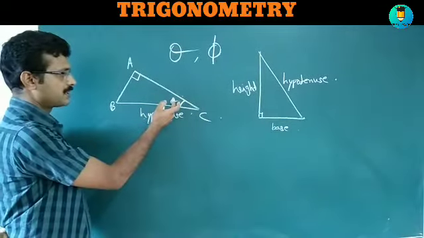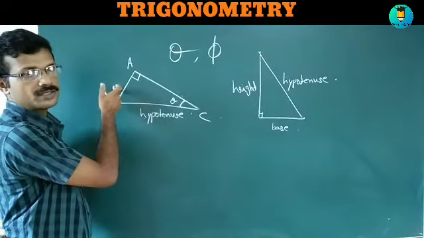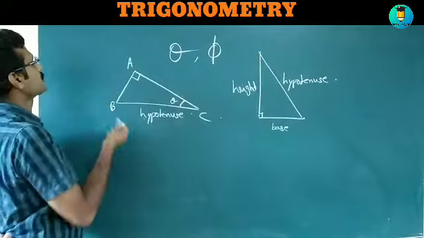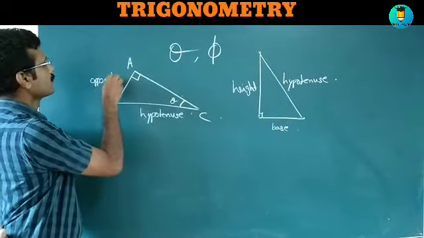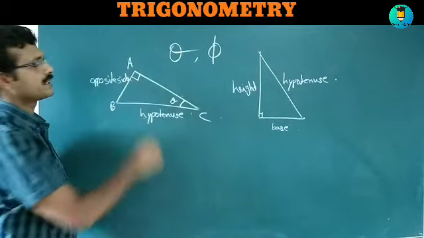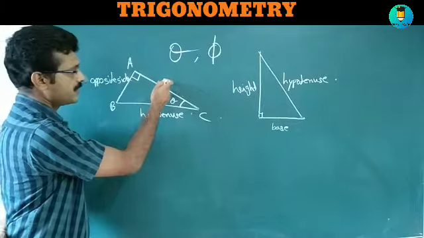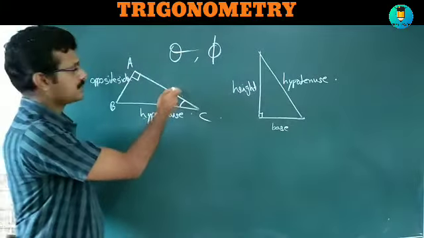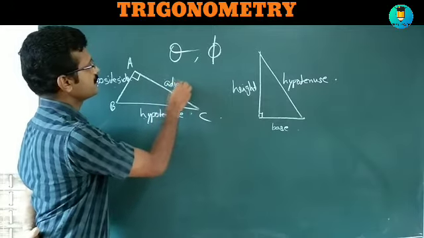With respect to this theta, this is AB, we can say with respect to theta it is the opposite side. So usually we write this as the opposite side. This we take as the opposite side, and this is the side near to this angle. This side is near to this angle. This we take as the adjacent side.